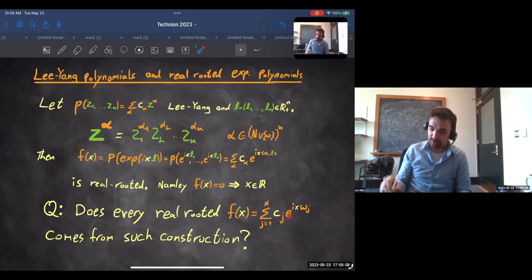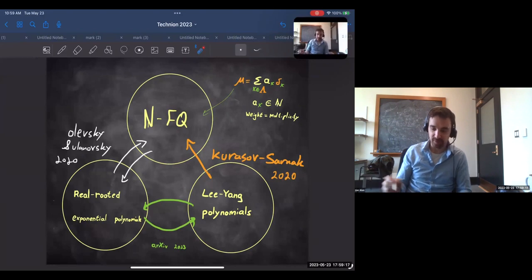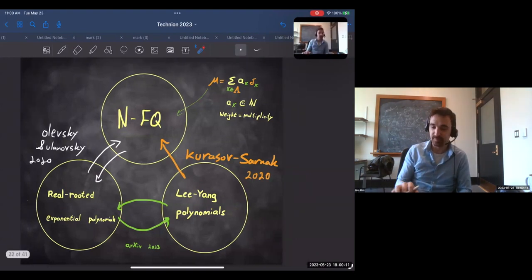But if we start with a real rooted exponential polynomial, can we construct it from a Lang polynomial? And the answer is yes. And that's a recent work that we did, which turns around this whole picture. So again, Kurasov and Sarnak showed that if we start with Lang polynomials, we get these n-valued Fourier quasicrystals. Olevskyi and Ulanovskii showed that if we have a real-rooted exponential polynomial and we look at the distribution of its zeros, it's an n-valued Fourier quasicrystal, and they show that it's an if and only if. And we showed that a real-rooted exponential polynomial always comes from a construction from the Lang polynomials. So essentially it means that every n-valued Fourier quasicrystal comes from Lang polynomials in this construction.